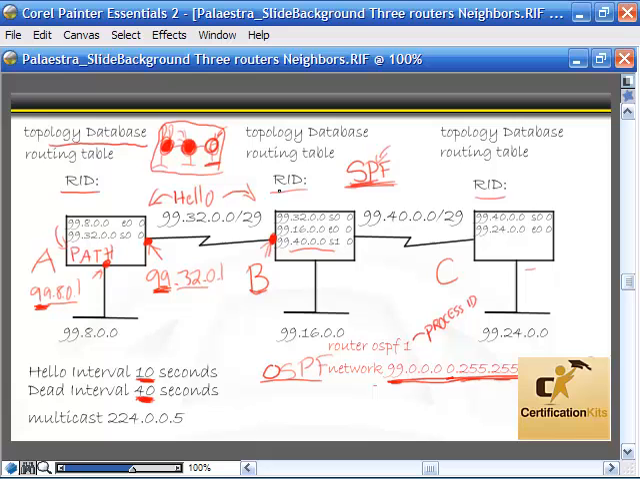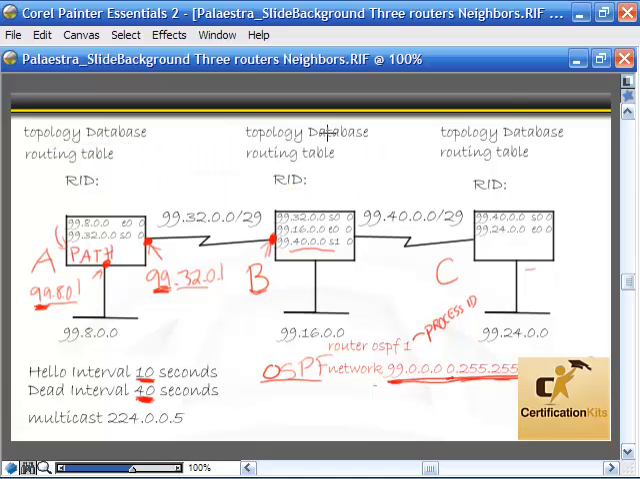Let's take a look at how these get their router ID. I've cleaned this slide up a little bit, and let's go take a look at how the routers get their router ID.